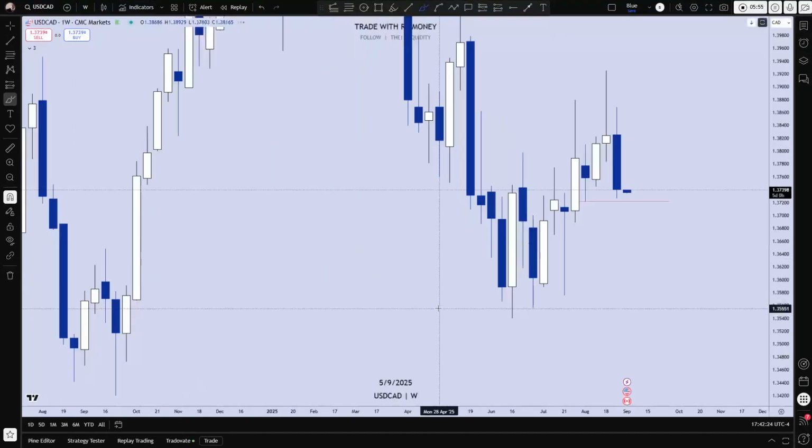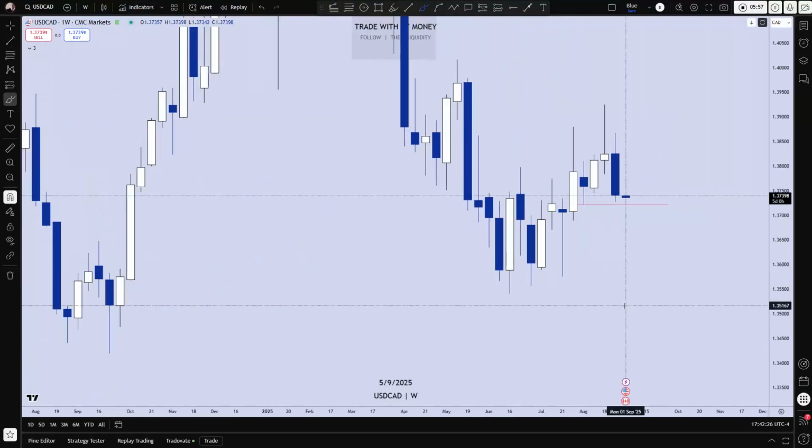All right. Well, let's go to the weekly. On the weekly, what we can see is last week closed very bearish, well past the low of the previous week, well past the low of the week prior to that. This is a bearish order block.